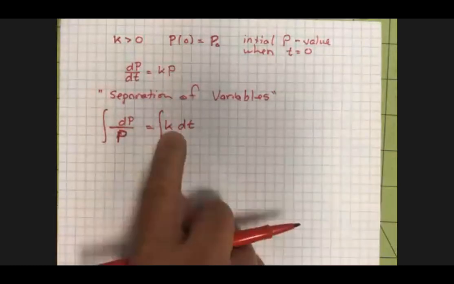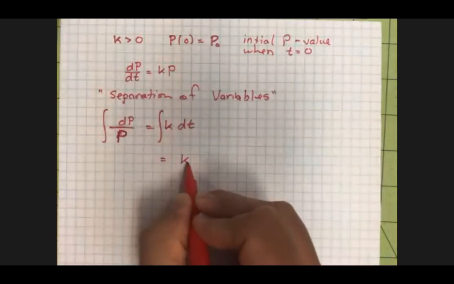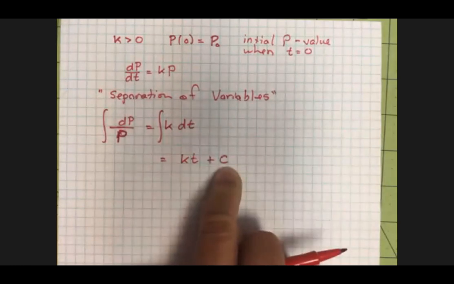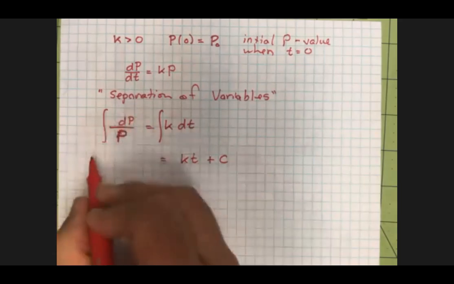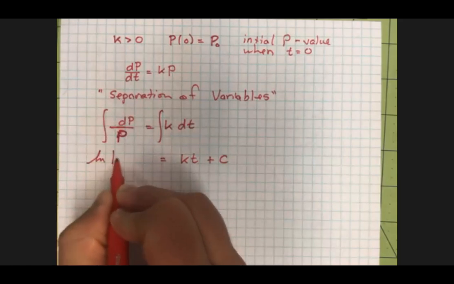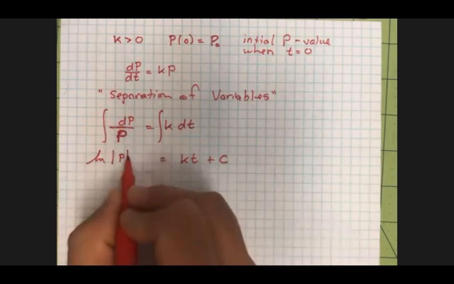Remember, k is a constant. Integrate with respect to t. This would be equal to k times t plus a constant. Don't ignore the constant. Over here, integrate 1 over P with respect to P. Well, you need to remember some of your Calc 2. That's the natural log of the absolute value of P, right? Plus a constant.